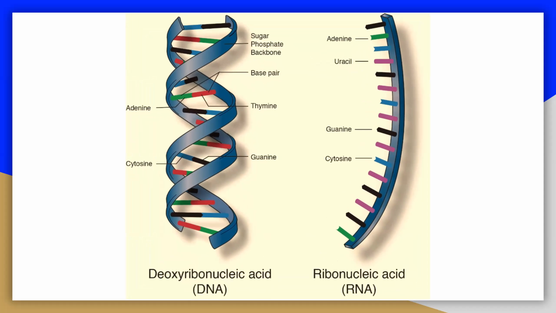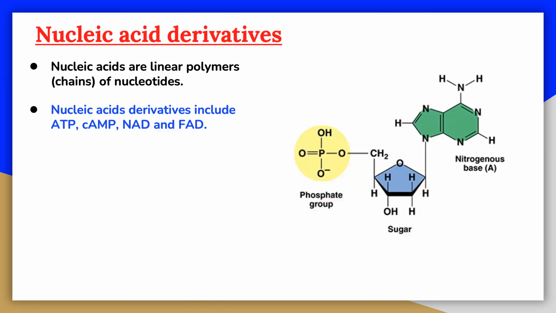Now, let's take a look at a special group of molecules that are nucleic acid derivatives. Nucleic acids are made up of building blocks known as nucleotides. The nucleotides combine with each other to form polynucleotides such as DNA and RNA. But these two are not the only type of nucleic acids. There are a few simple ones as well.